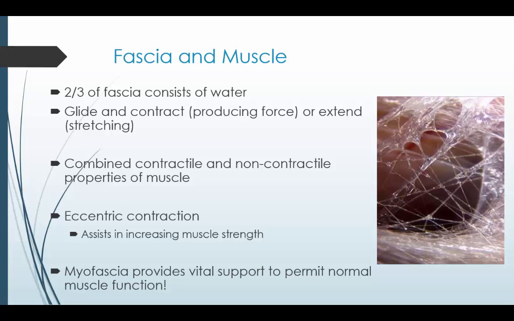Fascia is a band or sheet of connective tissue, primarily collagen, beneath the skin that attaches, stabilizes, encloses, and separates muscles and other internal organs. When healthy, 2/3 of fascia consists of water, allowing muscles to glide and contract, producing force, or extend, which is stretching. When we are young, fascia have a lattice-like wavy, crimp pattern that resembles an elastic coil.